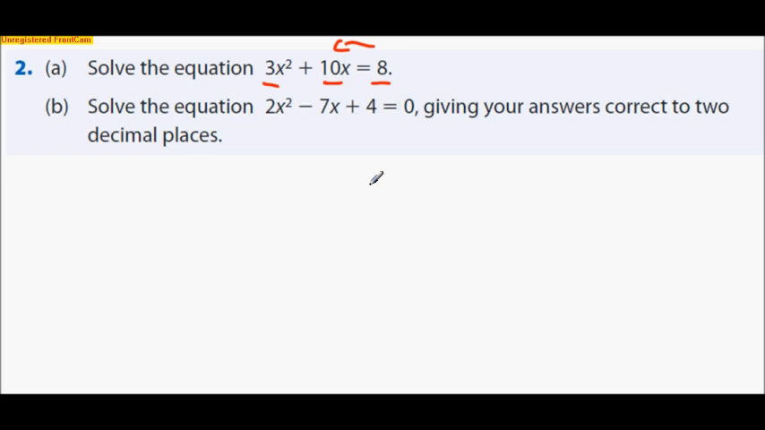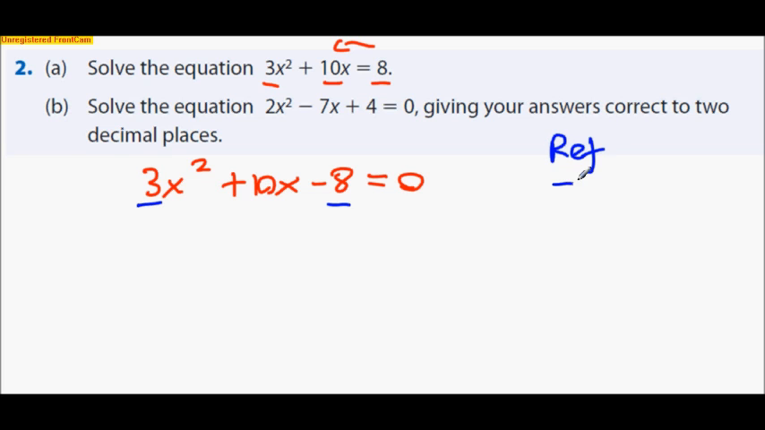Bring the 8 over to your side, and what we get is 3x squared plus 10x minus 8 equals 0. The reference number for this one is minus 24. And this is a longer equation this time because it doesn't have 1x squared anymore. It's now 3x squared. So what two numbers?